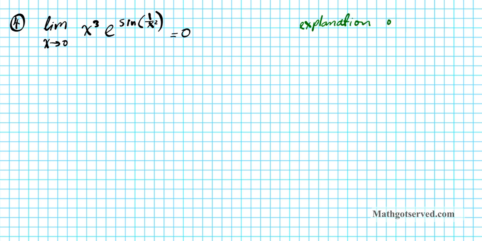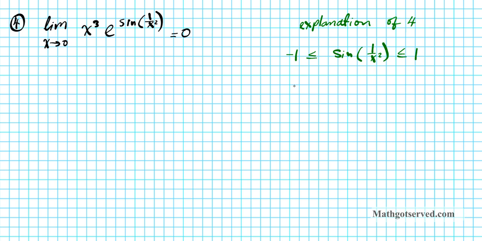Explanation of 4. So we know that the range of sine x is, sine is between -1 and 1. Okay, so we know that -1 is less than or equal to sine 1 over x squared, and that's also less than or equal to 1. All right, so how about we exponentiate all three sides of this inequality using e as the base?